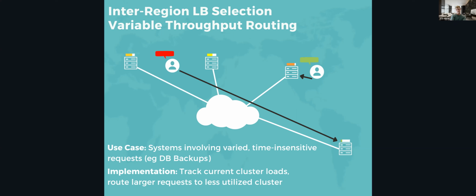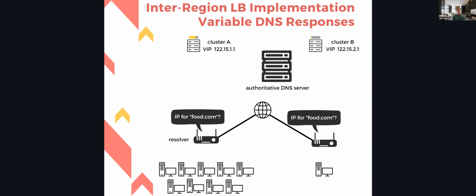So if we know this, then we can track the current utilization of each of our regions. And then we could selectively route these heavier requests to those regions that are seeing lower levels of traffic currently, so that we can help distribute the load a little bit more evenly. To make this happen, there are a few different approaches. One of them would be variable DNS responses.